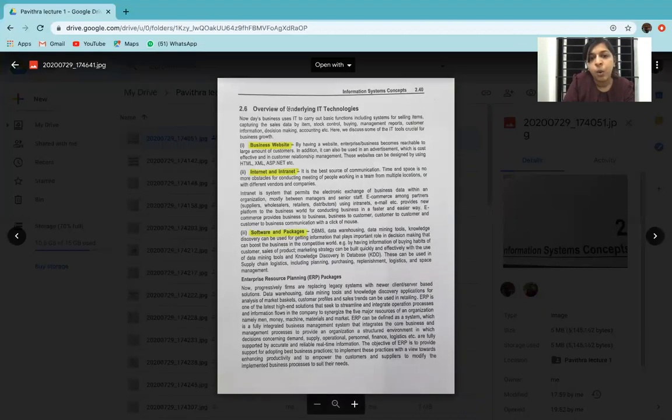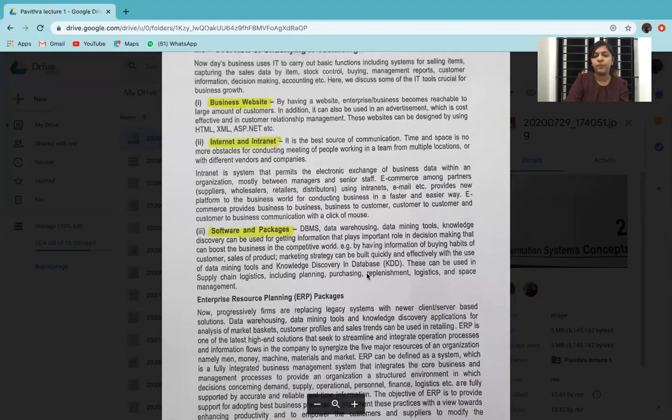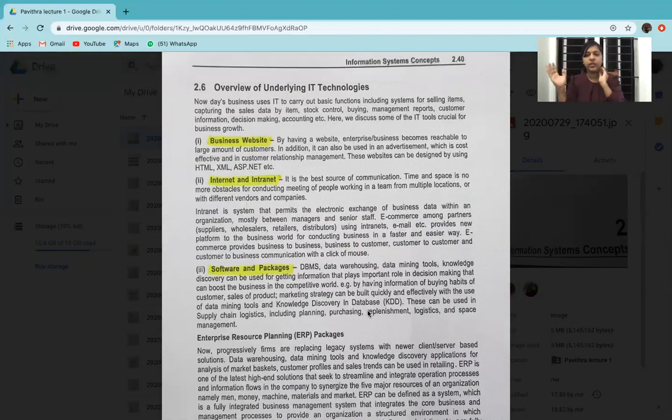Overview of underlying IT technologies. So if I'm going to start a business now, what will I do apart from investing in the IT side? First I'll be thinking, maybe I started a small scale business, I have a website or at least a Facebook page or an Instagram page for it. That's what I'll be doing mostly. So have a business website. Why? To popularize yourself and to make it reachable for a large number of customers. So first is to have a website so you advertise to the whole world.